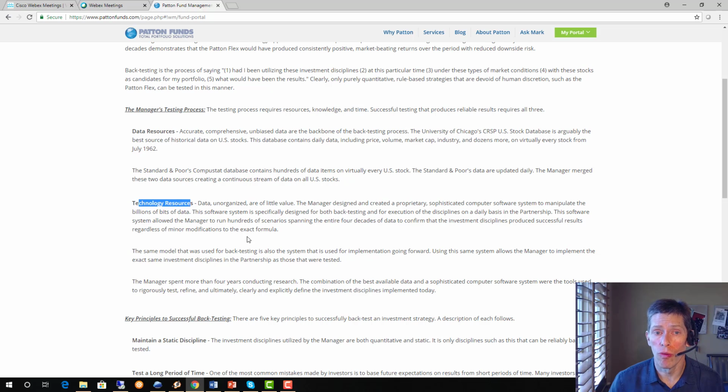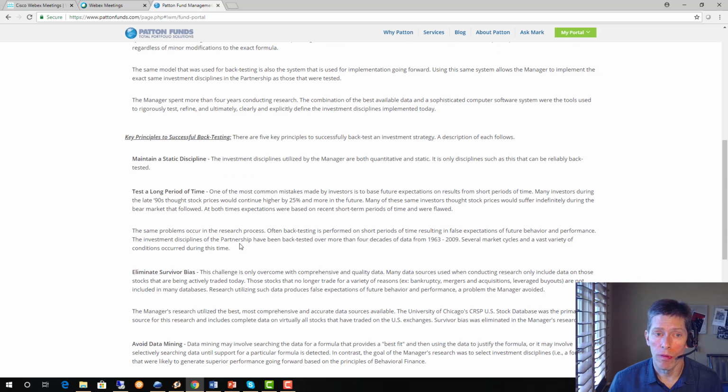Number two is the technology resources. I actually am the one who wrote all the code, so it's a database program. I built those databases using these various other sources. I then wrote all the code that makes all the decisions and did all the testing. So that's a proprietary computer program that I designed.